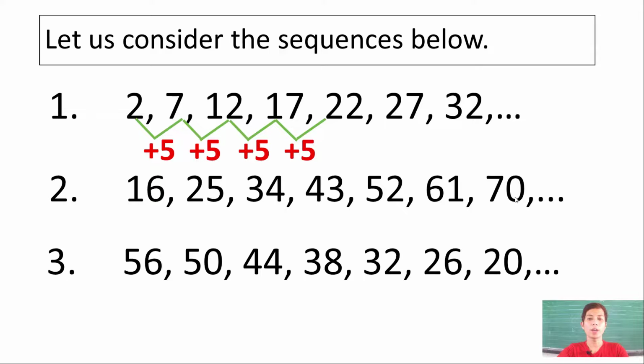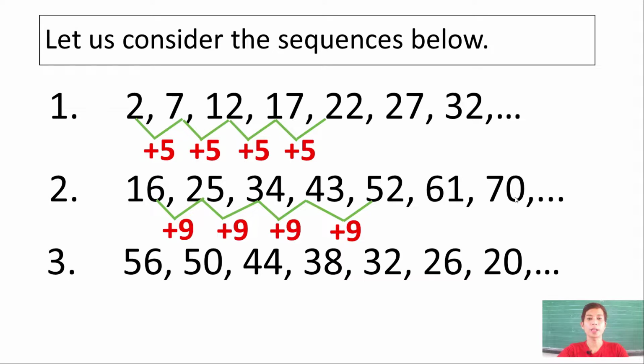16, 25, 34, 43, and so on. Yes, indeed. In the second sequence, the number 9 is being added to the previous term to obtain the next term of our sequence. So 16 plus 9 equals 25, 25 plus 9 equals 34, and so on. Now let's proceed to our third sequence. Any observation?